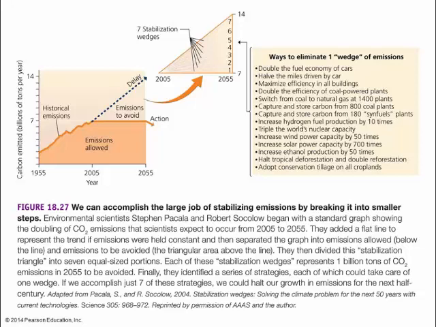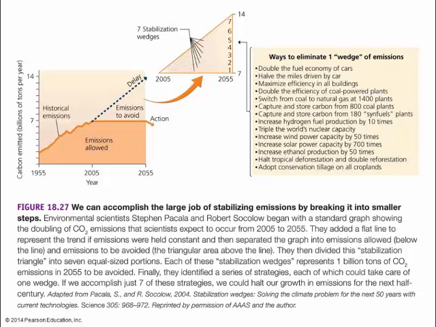These actions include: double the fuel economy of cars, which, compared to the MPG of 1970, we will achieve with Obama's fuel economy standards of 2025. Cut the miles driven by cars in half. Maximize the efficiency of all buildings. This is where LEED certification comes in. Double the efficiency of coal-powered plants. Cogeneration can help achieve this.